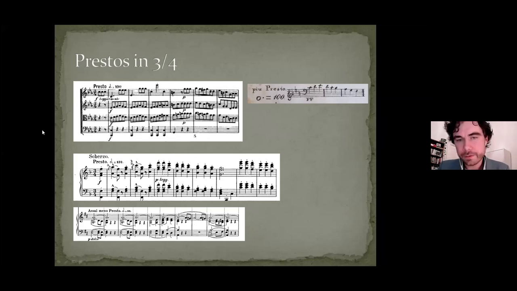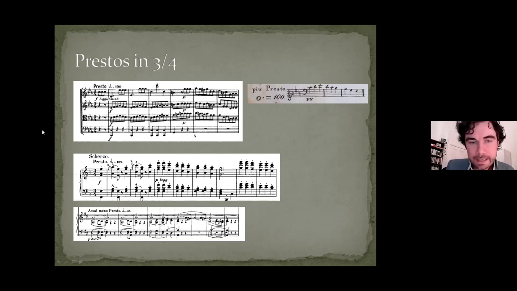Second, other sections with a speed of dotted minim equals 66 in 3-4 with quavers as the most common note value, such as the third movement of the string quartet opus 59 number 2, that has a speed of dotted minim equals 69, they generally are marked allegretto rather than presto, so that's also suspicious.